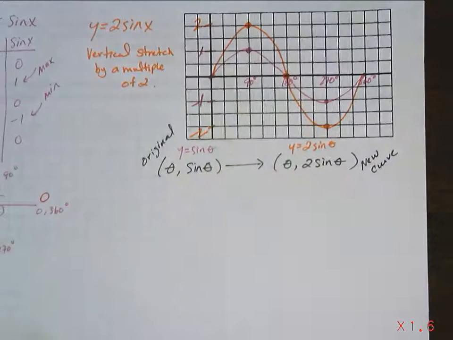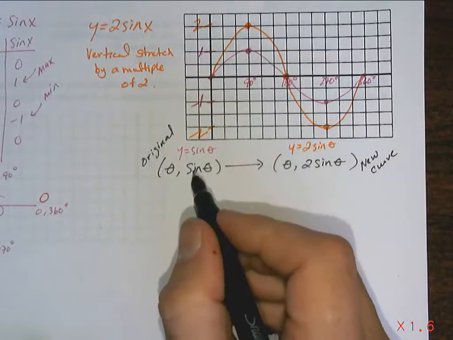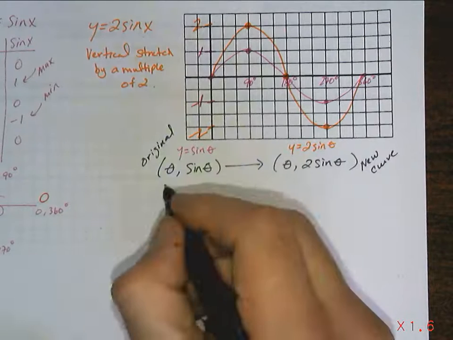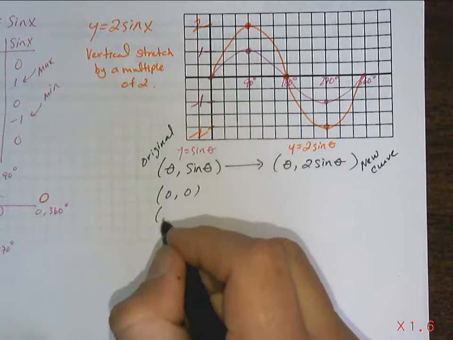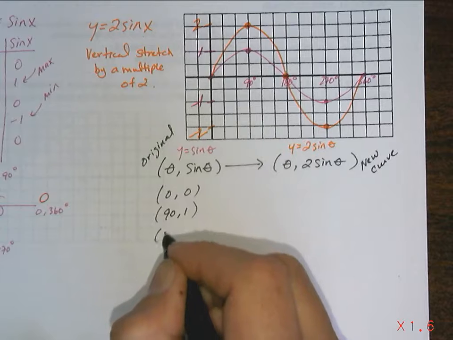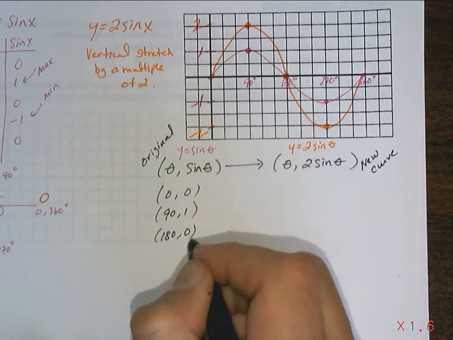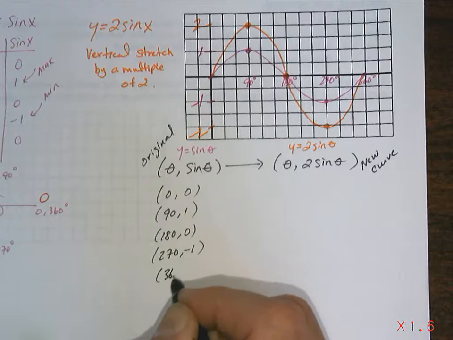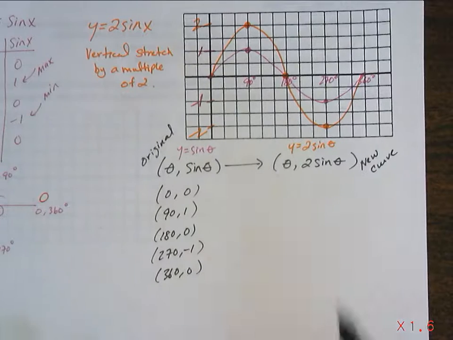So what you have to do is you have to know all of your first points, your critical points, if you will, those important points. And what are they? (0, 0), (90, 1), (180, 0), (270, -1), and (360, 0). Those are your important parts of the sine curve. And like I said several times today, well, only once on the video, but trust me, several times today, you need to know these. If you know sine, you know these.